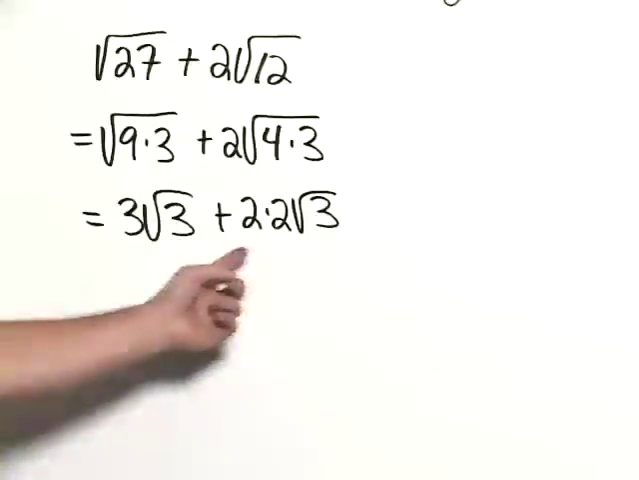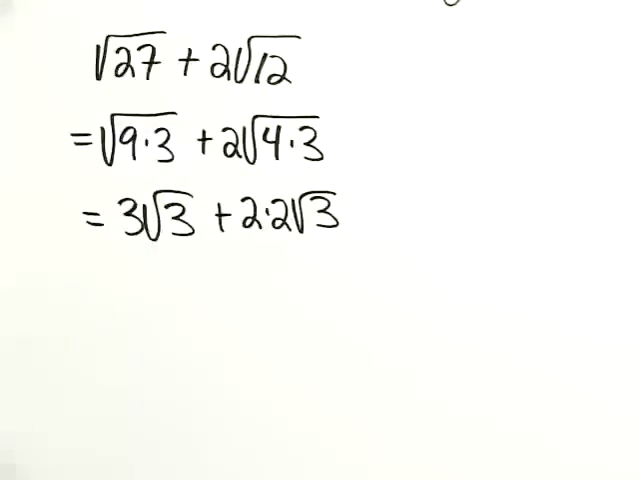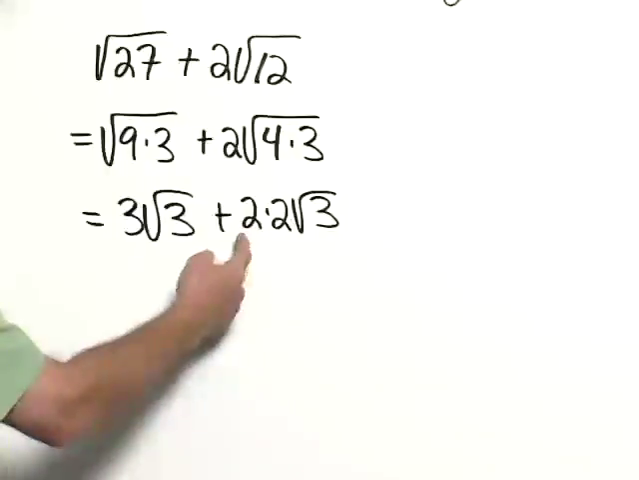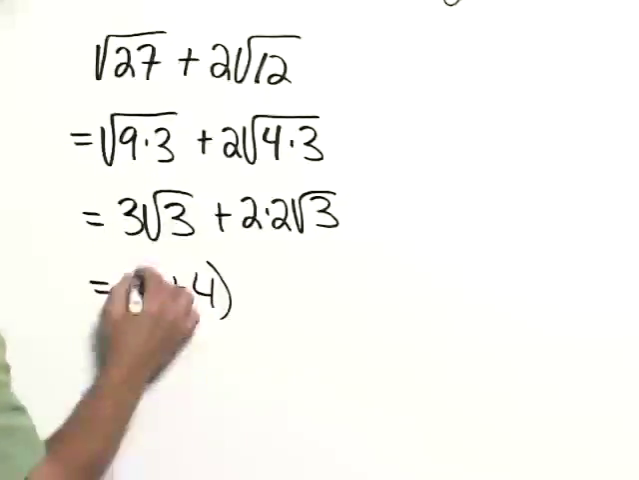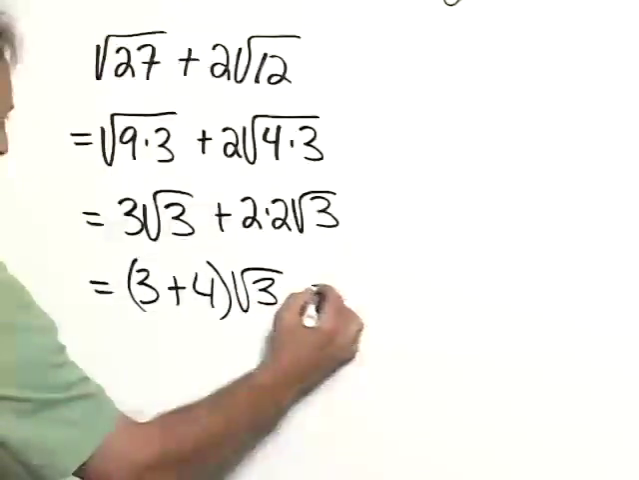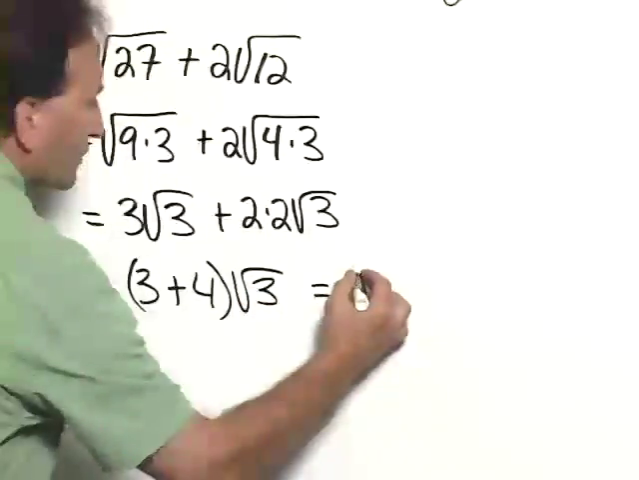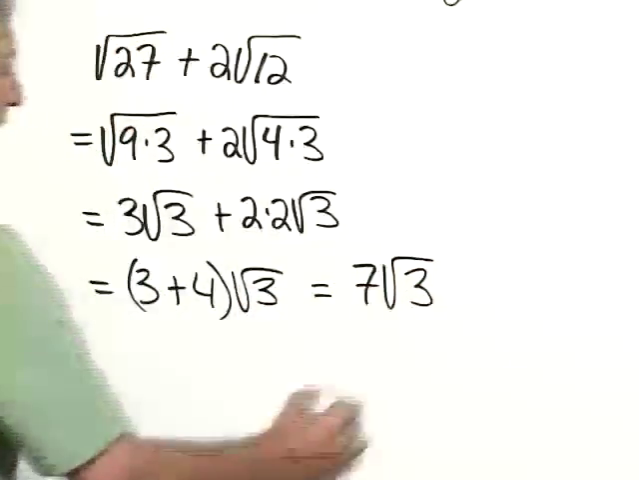Well, now we see the radicands are the same, so we can combine the coefficients. 2 times 2 is 4, so we have 3 plus 4 times the square root of 3, and that's equal to 7 square roots of 3.